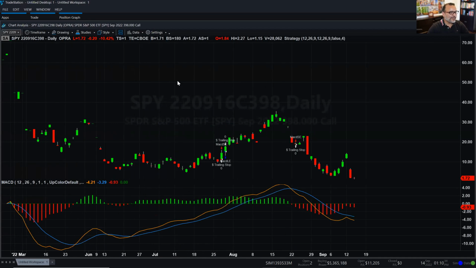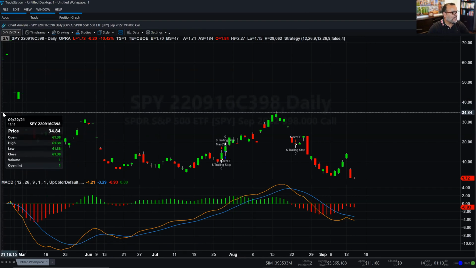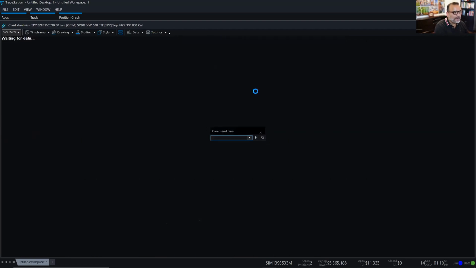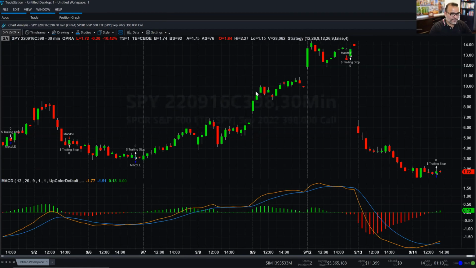Okay, so this is on a daily chart. You can see that the very first trade that we have is from September of 2021. So it's very lightly traded when compared to a stock. Of course, this is a daily chart. If we go here to a 30-minute and load 60 days of data, we get a different story.